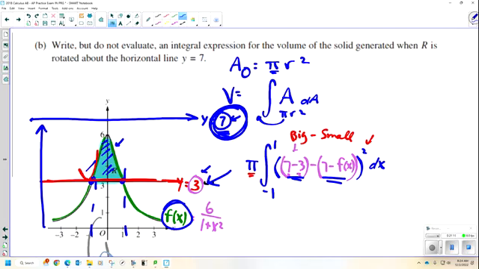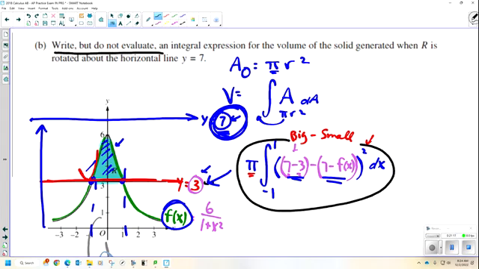What I'm telling you now is just further explanation. They said write, but don't evaluate. Here, I wrote it. I don't want to evaluate that thing, not unless I have to. I mean, why would I want to? I mean, I want to. I'm a calc teacher. I love it. But there you go. That's your answer. We're done.